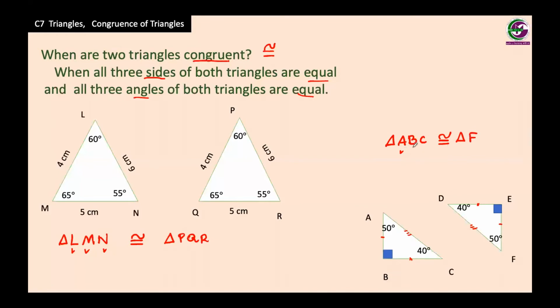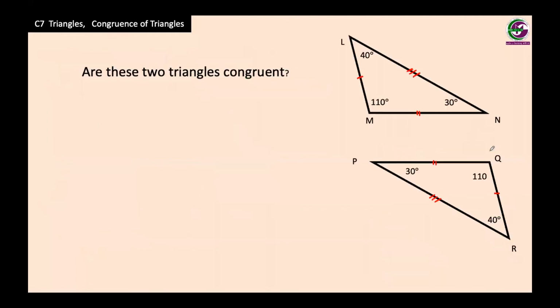Second letter is B, which is 90 degree. And here B is E. So next letter is E. Now the third letter is C. C is 40 degree and D is 40 degree. So we can read it as triangle ABC is congruent to triangle FED. Now let us see more details, how to name and how to understand they are congruent or not.